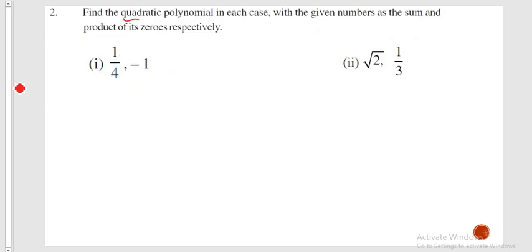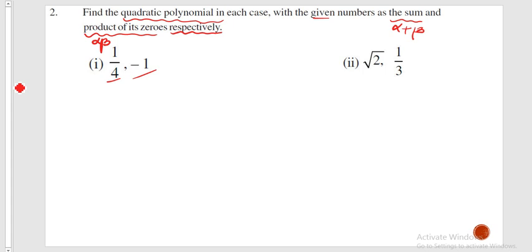Here you need to find the quadratic polynomial. We have already discussed how to find a quadratic polynomial, but here you need to observe what is given. With the given numbers as the sum and the product of zeros, the sum means alpha plus beta, and the product of zeros means alpha into beta, respectively. Since he is saying respectively, the first number is alpha plus beta and the second number is alpha into beta. Using that concept, we are going to find the quadratic polynomial.